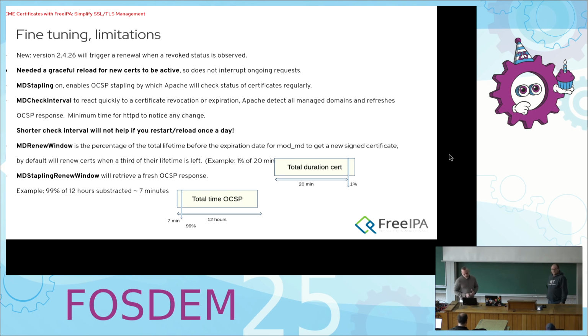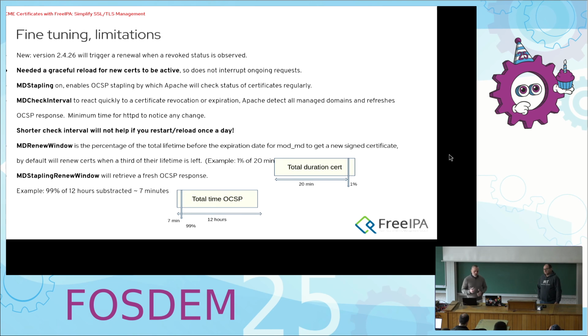As said, the new version of mod_md will enable renewal when a revoked status is observed, but you need a graceful reload for the HTTP server to put the certificates in place in the running configuration. It's graceful, so it does not interrupt ongoing requests, and these are the main parameters that you can configure. Stapling enables OCSP stapling at the level of the Apache server, and the check interval is the interval by which HTTP will refresh the HTTP response from any certificates that are installed. It's the minimum time for HTTP to notice if there is any change in the certificates.